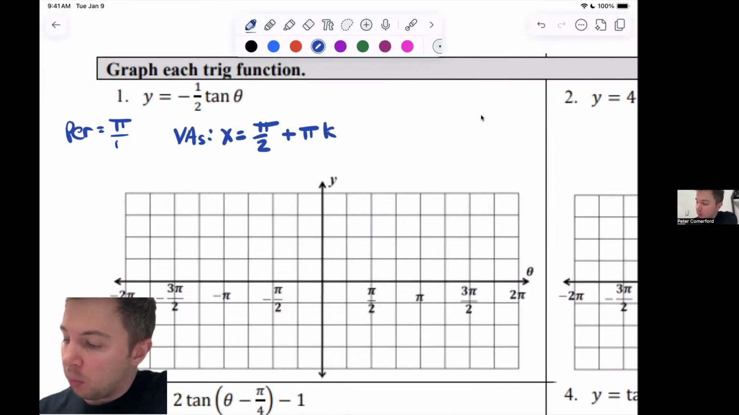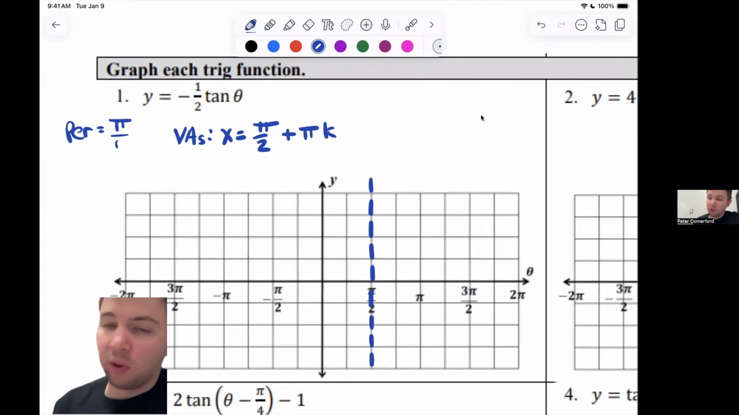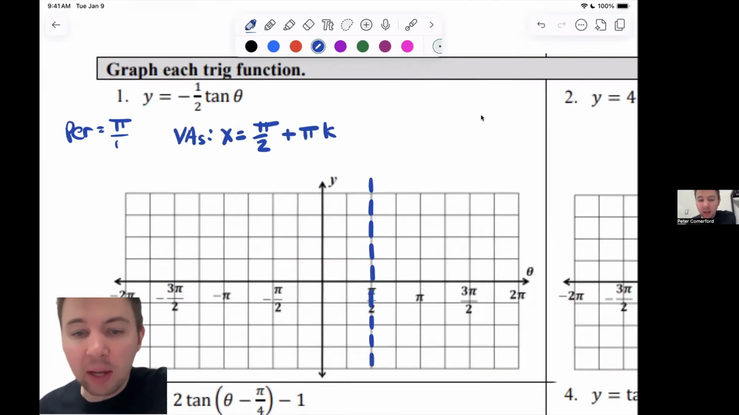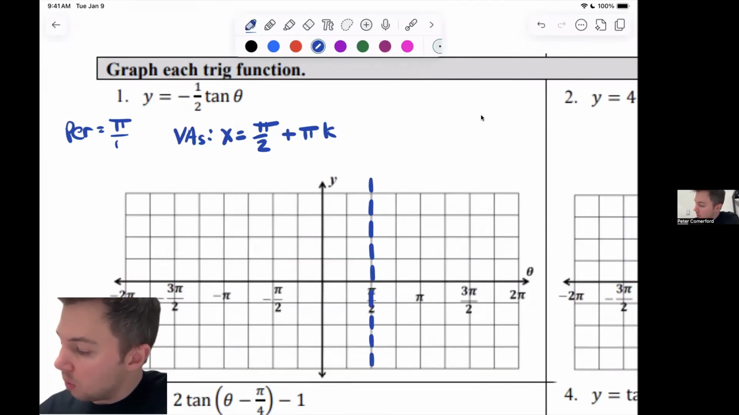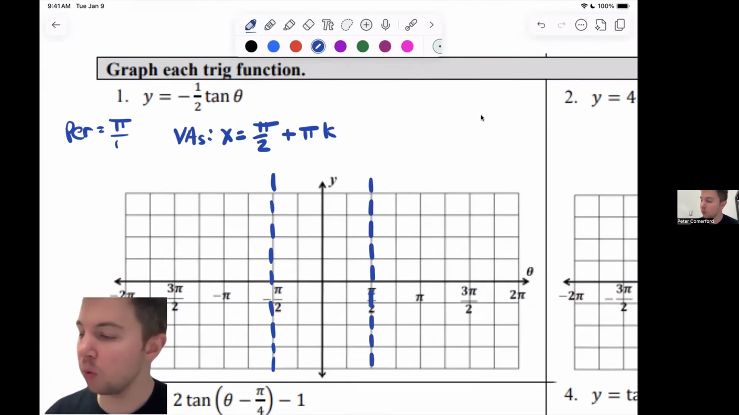So now I'm going to put one at pi over 2. Usually, if I can, I want to include the y-axis, so I'm going to go backwards. Instead of forward pi, I'm going to go backwards pi, which is 4 tick marks on this. That gets me negative pi over 2. That's the first key, to find that asymptote.